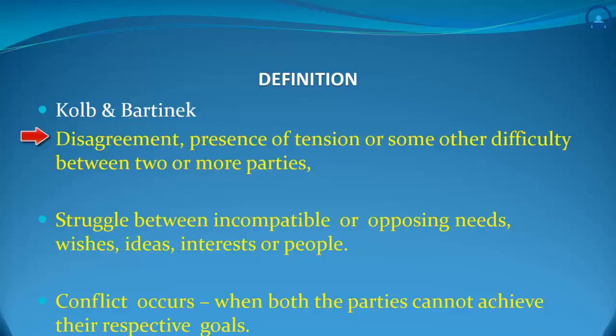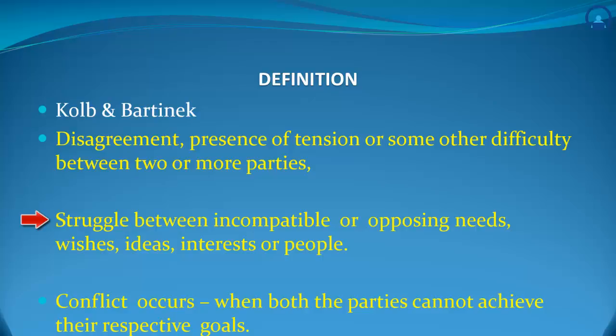So here they say that disagreement or presence of tension or some other difficulty between two or more parties. You can have more parties also. For simplicity's sake, let us understand if there are two parties sitting across each other to sort out an issue. The very fact that there is some issue itself conveys that there is some kind of conflict, some kind of disagreement, some kind of tension between them. And struggle between incompatible or opposing needs, opposing wishes or interests or ideas of people can also be termed as conflict. So there are incompatible issues, incompatible needs.